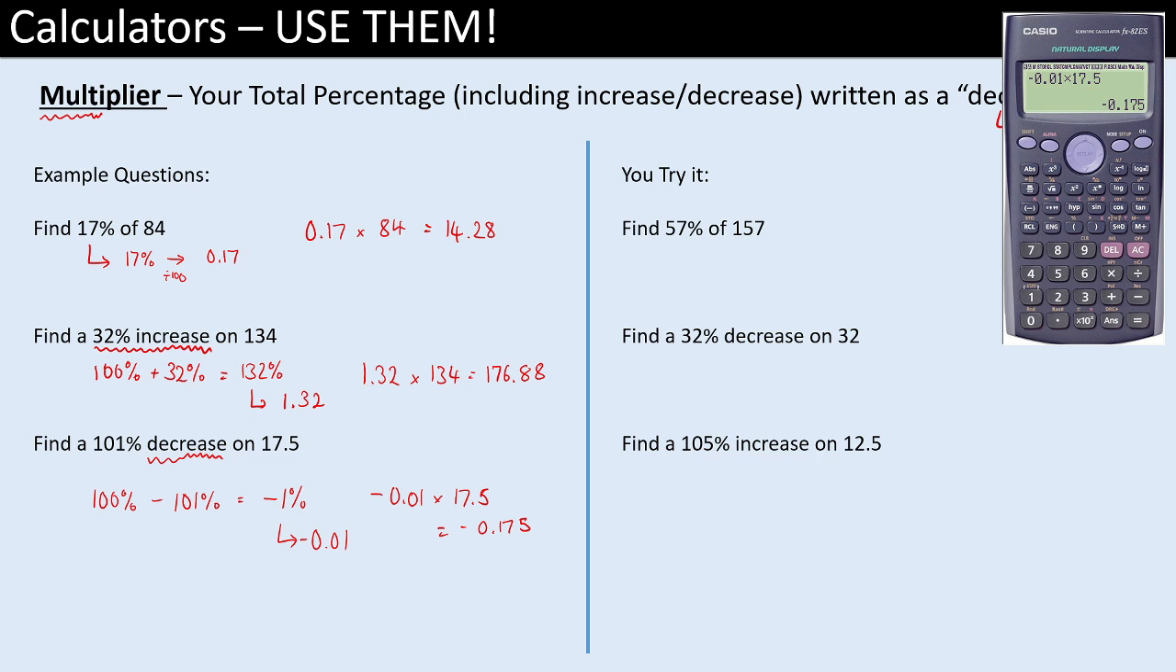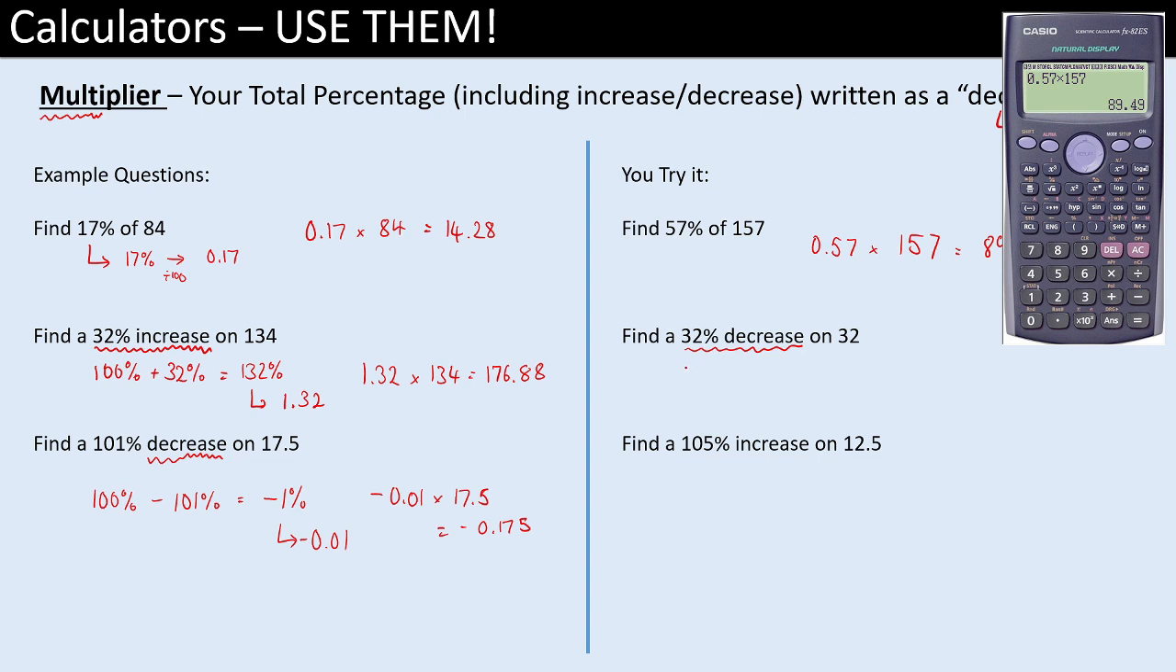Okay, here we go. I'm going to clear off my calculator and write down the calculations that we should have looked to do. With no increase or decrease, it's just going to be 0.57 times 157, which gives us 89.49.